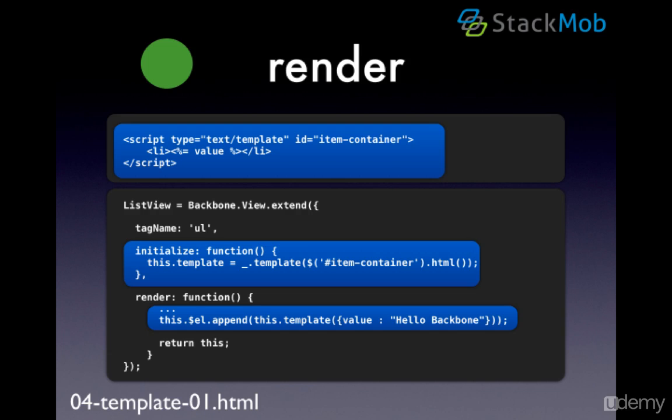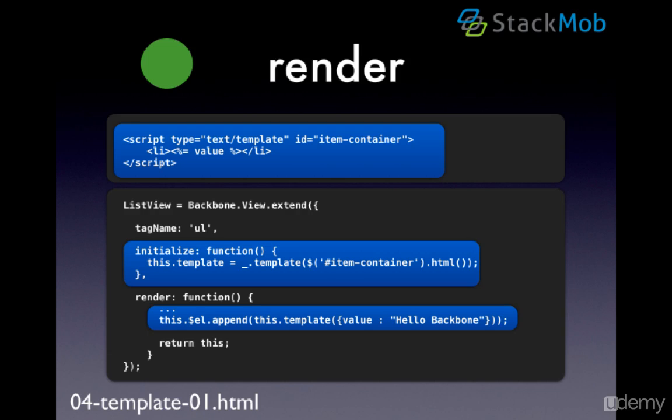Then down below in the render method, I've left out some code, but I've highlighted the most important piece where I'm actually selecting my element and I'm appending this.template, and then I pass in my JavaScript object. And that object has one key value pair. The key is called value, and the matching pair is hello backbone. So what this will do is it will substitute hello backbone for the value inside of my template.